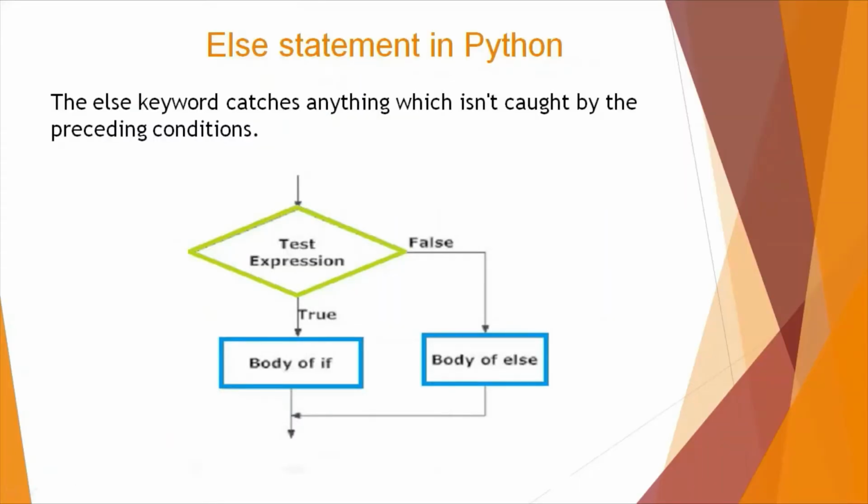So here we have the else statement in Python. The else keyword catches anything which isn't caught by the preceding condition. So like here, we will have this if condition. Here we have the if, and this is the condition. If it is true, then the body of if will run, like the statements inside the if will run if and only if this condition is true. And if this condition is false, then it will look for the else condition. If there is an else condition, then it will look for the else. Like if this condition is true, it will go to if, and if it is not true, then it will go to else, and then the rest of the code will run.